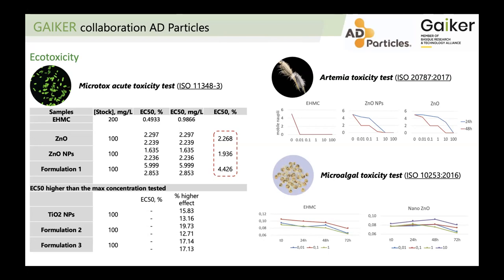On the right-hand side, we can see results in the Artemia toxicity test and also the microalgal toxicity test. Here are just some representations of the full spectrum of the results. I'm not putting all the graphs here, but showing, for example, that the chemical filter was highly toxic to the organisms. Very low concentrations of 0.01 micrograms per milliliter were very toxic, killing all the animals. Zinc oxide nanoparticles induced higher toxicity than zinc oxide in bulk form. This toxicity was more evident at 48 hours compared to 24 hours, and similar results were observed with the microalgae test.